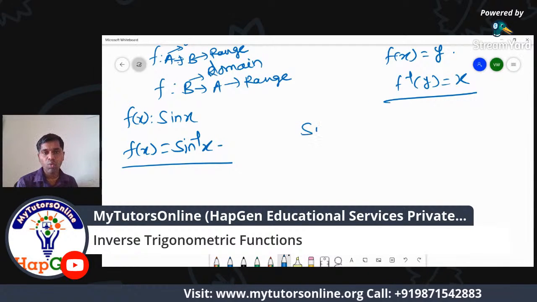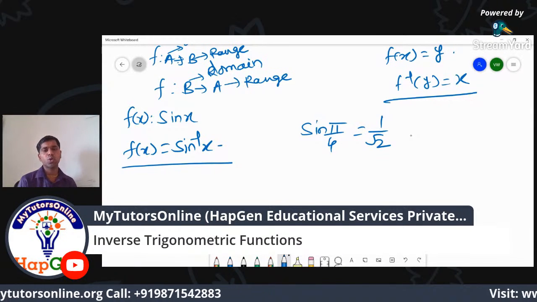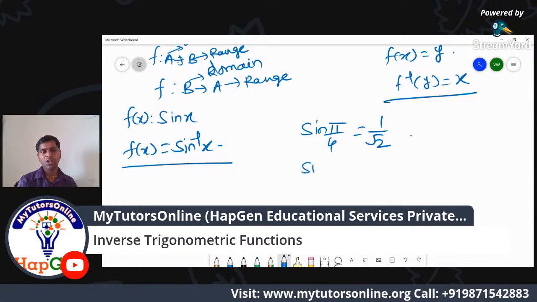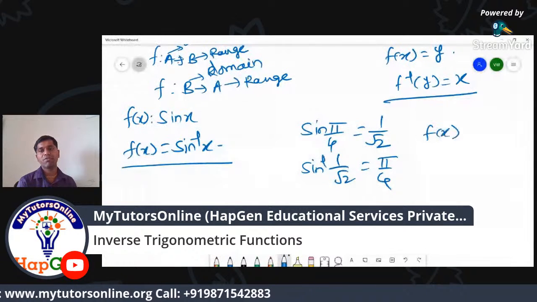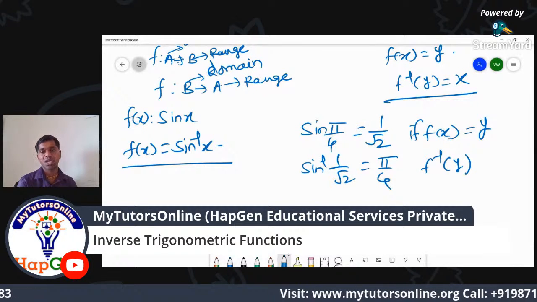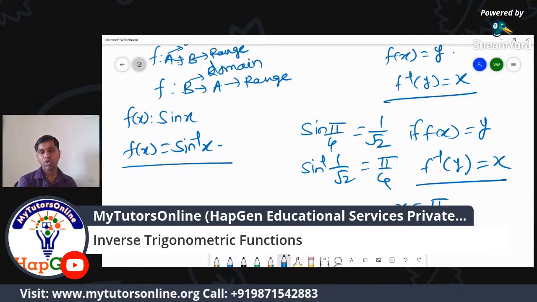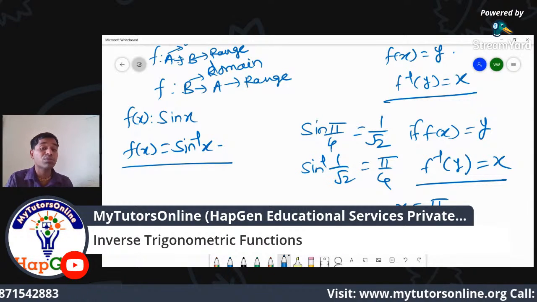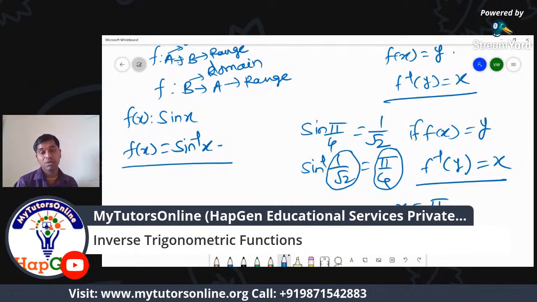Now what do we exactly mean by inverse? Let us say, what is the value of sine pi by 4? It is 1 by root 2. Sine pi by 4 is 1 by root 2, which means sine inverse of 1 by root 2 will be pi by 4. This is what I mean: if f of x is y, then f inverse of y is x. So the x value is pi by 4 and the y value is 1 by root 2, but we should be able to define it so that B becomes the domain. In this case the domain becomes 1 by root 2 and the range becomes pi by 4.